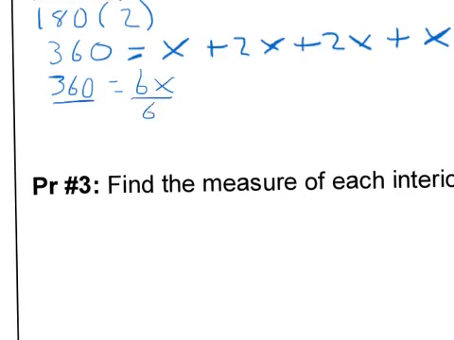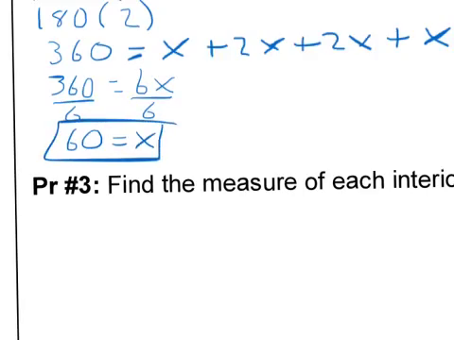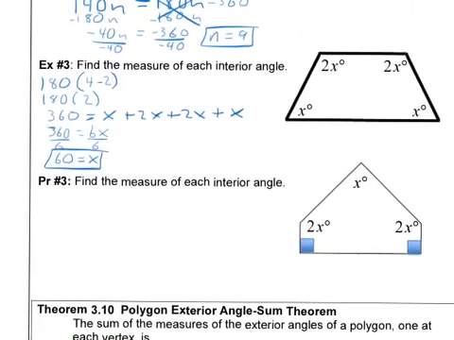Divide everything by 6, and 360 divided by 6 is 60. So x equals 60. But remember, that's not what they want me to do. They want me to find the measure of each angle. Well, if x is 60, then this is 60, and this is 2 times 60, which is 120. And these are the same. So, there we go.